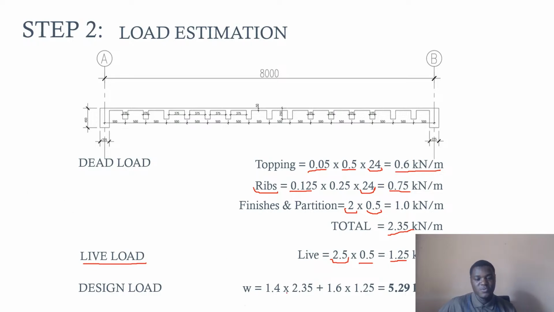And then finally, we calculate the design load. The design load is just the ultimate load, applying factors of safety to the actual loads. So for dead load, we apply a factor of 1.4, 1.4 times the dead load plus 1.6 times the live load. This is going to give us 5.29 kilonewton per meter. So what we calculate here is the load on one rib of the rib slab. So 5.29 kilonewton per meter per rib. For one rib, this is the load we are going to have on it based on our geometry.